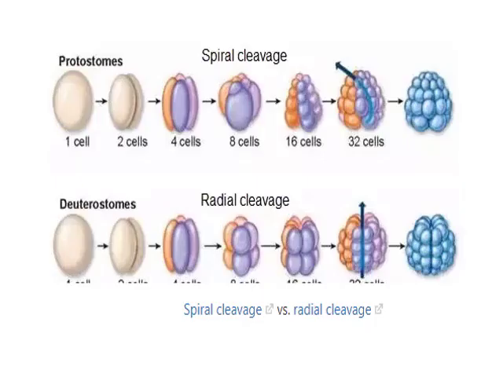Here is again the diagram. You see protostomes: 1 cell, 2 cell, 4 cells, 8 cells, 16 cells, 32 cells. And here is the angle. But in the case of radial cleavage: 1 cell, 2 cell, 4 cell, 8 cell, 16 cell, 32 cell. The first layer of cells is just below the second layer of cells. There is no spiral angle or spring shape. This is just like bricks. One brick, then second, then third, then fourth, then fifth.